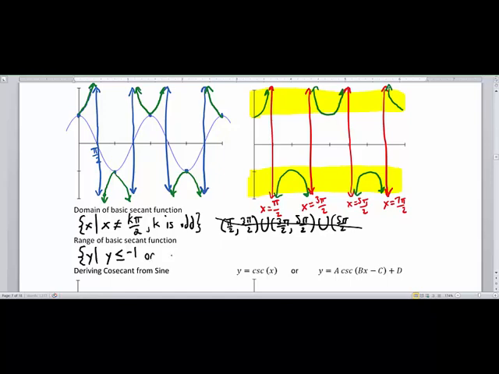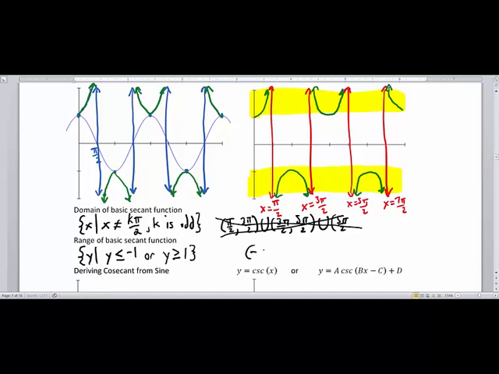And I'm going to put a word or, because I can have this situation as well. Y can be greater than or equal to 1. So this is fine. And this is actually okay to write in interval notation, whereas the interval notation for the domain was a cluster. Let us look at how we would write the interval notation here for the range.